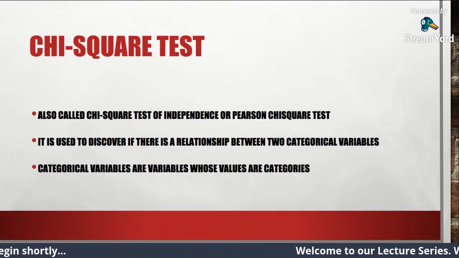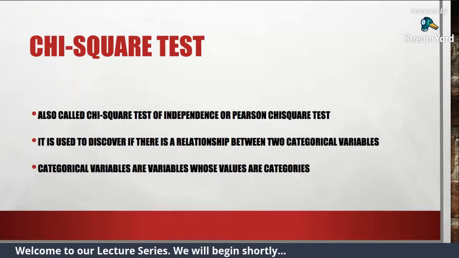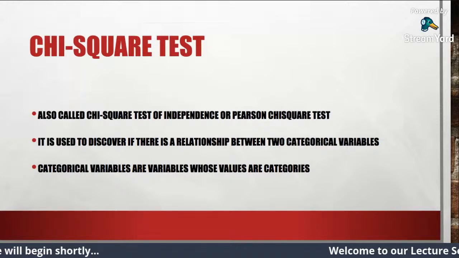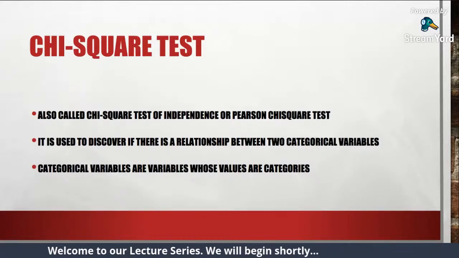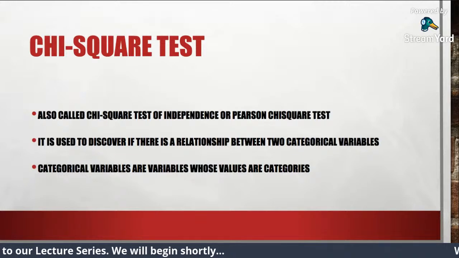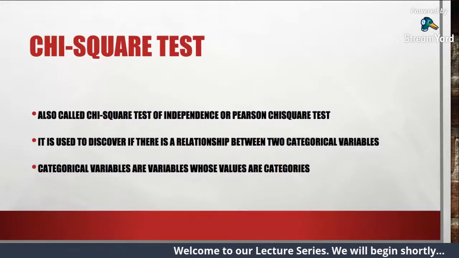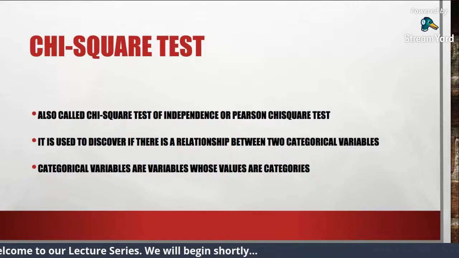If you remember in your Pearson R correlation, we also test or discover relationship between two variables, but the variables are continuous variables. Now, for chi-square, categorical variables. Okay, examples of categorical variables would be, let's say, male, female, or smokers, non-smokers, pregnant, not pregnant, okay? Employed, unemployed. These are categorical variables.